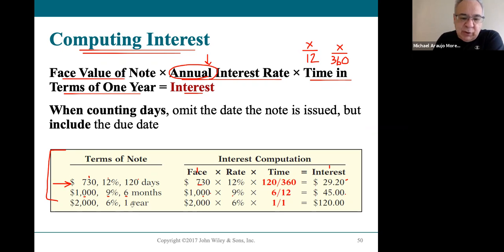And of course, if we do use years, this is already an annual rate. So years are easy. That's why it's 1/1. Or if it's 2 years, it'd be 2/1. Just use the number of years, because the interest rate is already annual. It's already for the full year. So there's no reason to break it up like we had to with the number of days or the number of months. Okay.